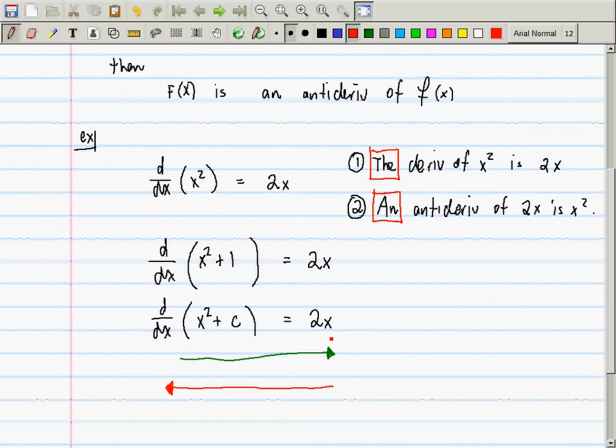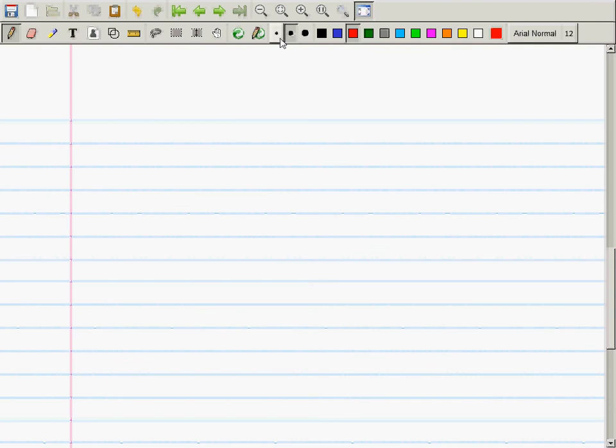What can have a derivative of 2x? Okay, so apparently x squared plus c can have a derivative of 2x for any c. But can anything else in the universe have that derivative? And the answer is no. Nothing else can have that derivative. Okay, so now we need to demonstrate that. Specifically this.